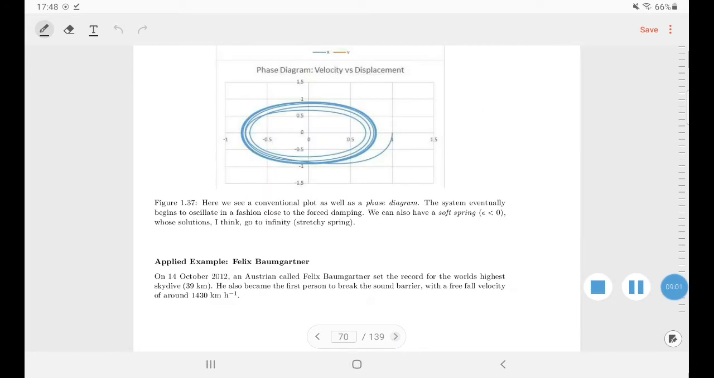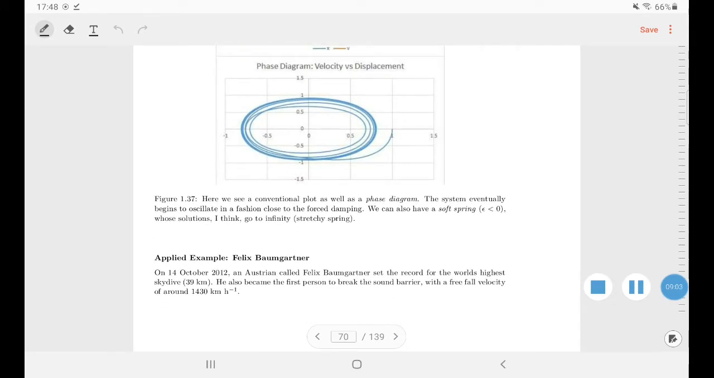I don't know, is that written on the next page? Yeah, the soft spring, stretchy spring. I don't know where I'm going with stretchy, plastic.